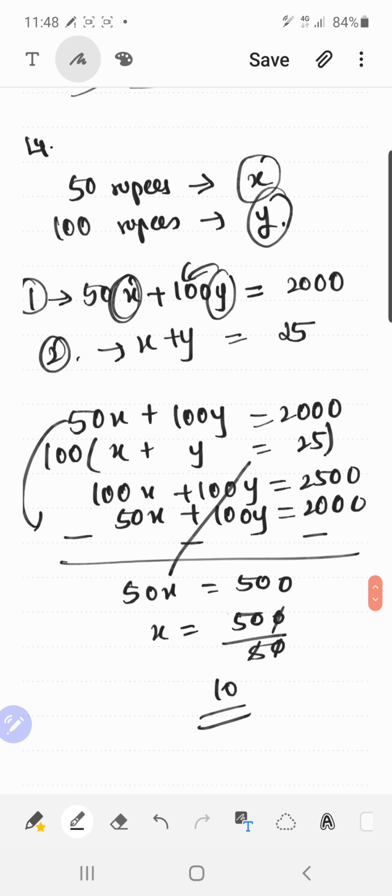10. Clear? Once you got the value of x, you have to just put it into your equation. So how many notes of 50 rupees? 10 notes. और ऑब्वियसली जब आपको पता है कि 25 नोट्स मिल रहे हैं, उसमें से 10 नोट आपके 50 रुपीज़ के हैं, तो बाकी 15 नोट आपके 100 रुपीज़ के होंगे. But that x value you have to put in any one equation to get the value of y. Is that clear? Okay, and then we have problem number 5.